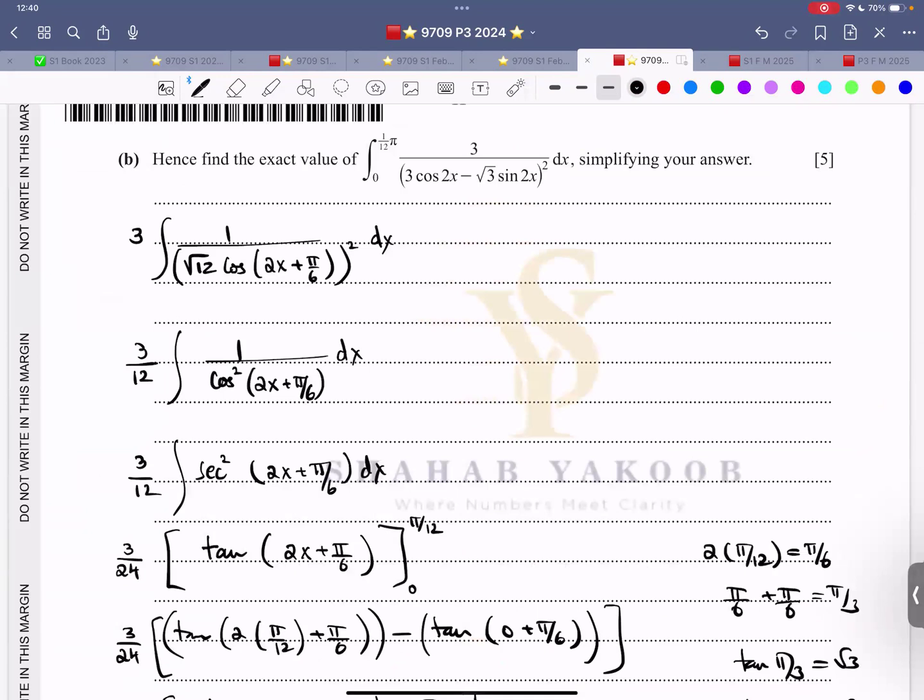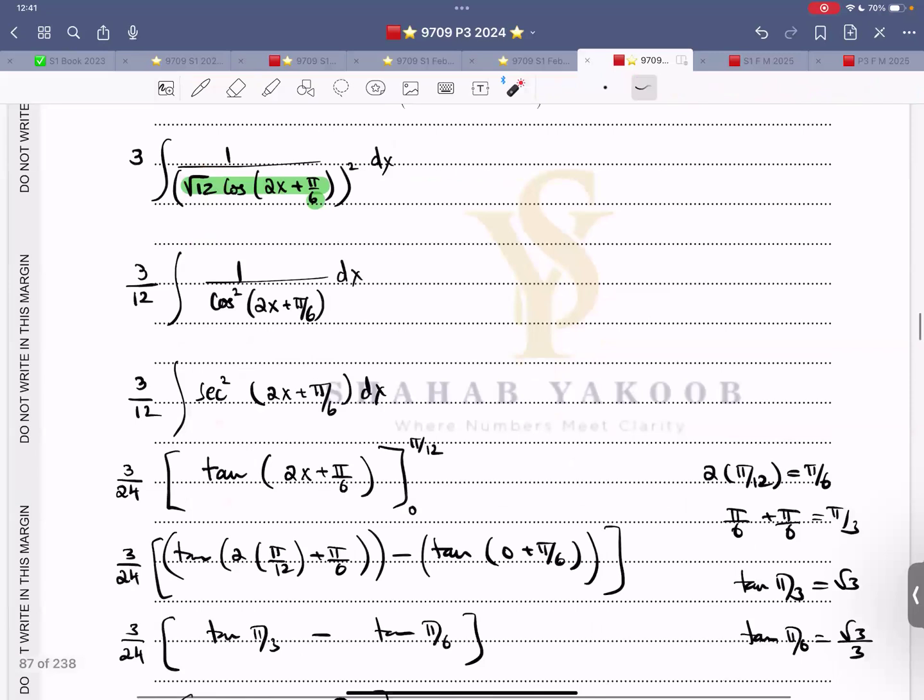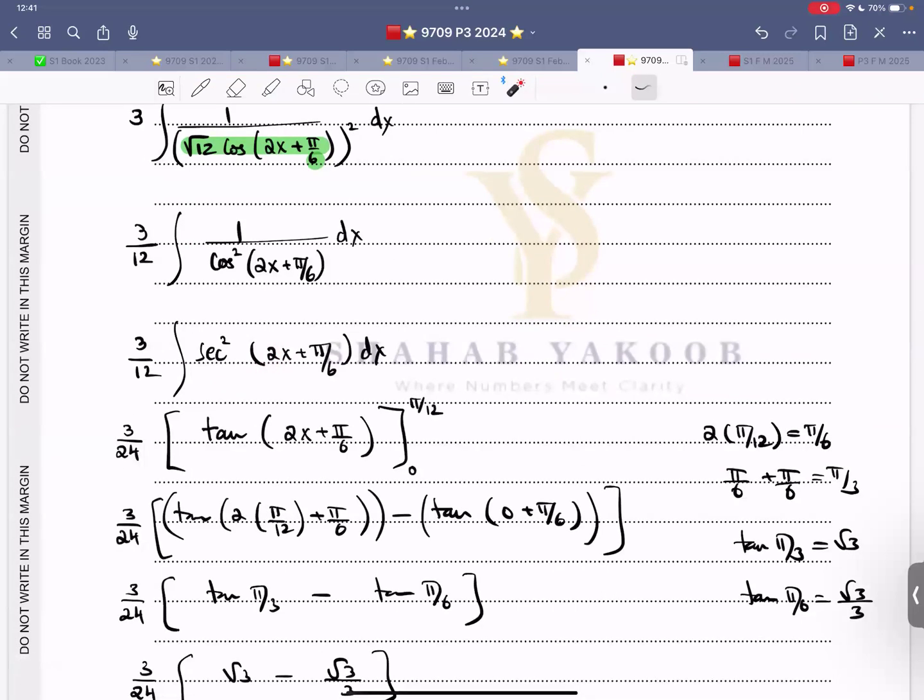Find the exact value of this thing. The denominator is squared. So now this thing over here is what we started with, this thing on the inside. This thing is this thing. That is the conversion that we have done. And then when we square it, look at this. Root 12 squared becomes 12. It goes on the outside. Cos bracket squared is cos squared theta. So theta is this thing. 1 over cos squared is sec squared. Integral of sec squared is tangent. Don't forget to divide by the coefficient of x, which is this 2 over here. So therefore, this 12 becomes 24.